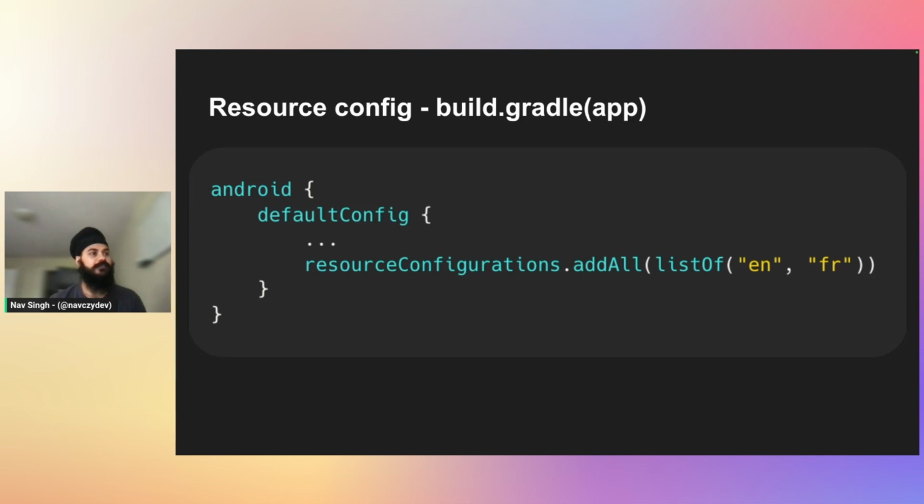And then this is the configuration that we have on our client application side. resourceConfigurations.addAll, and we pass the list of resource configs that we want our application to support. In this case, we only add English and French, and here French is without any region specific.